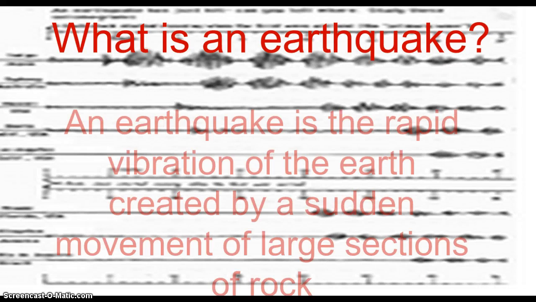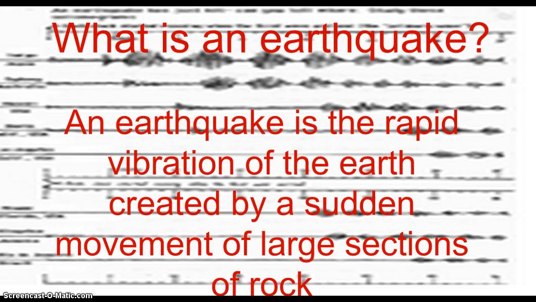So the first question we should answer is, what is an earthquake? And the simple explanation is that an earthquake is the rapid vibration of the earth created by a sudden movement of large sections of rock. Often this is related to plate tectonics, but the earth can vibrate for a number of reasons. Even a train on the tracks going by your house can cause the earth to vibrate, but usually that's not very sudden.